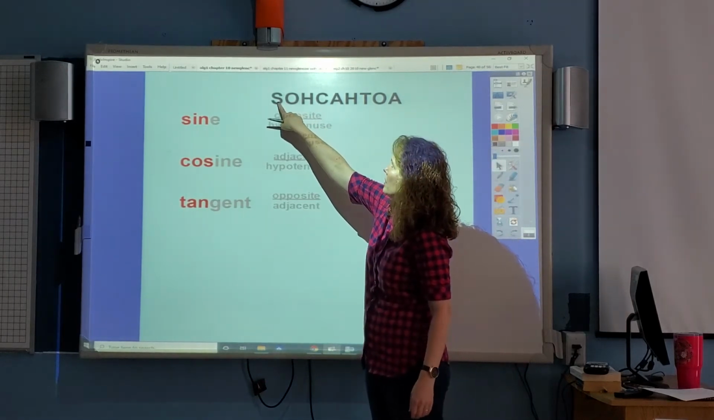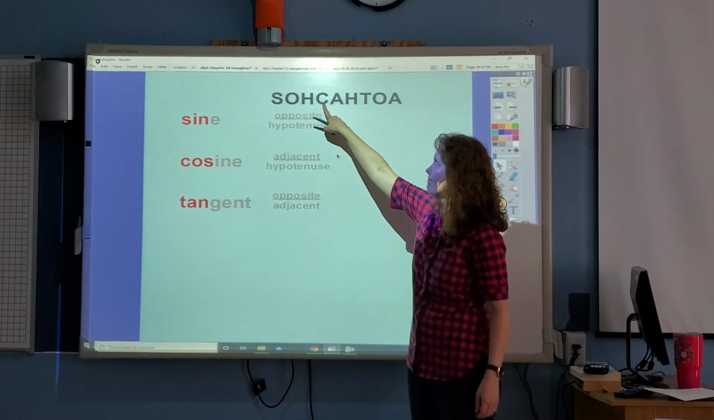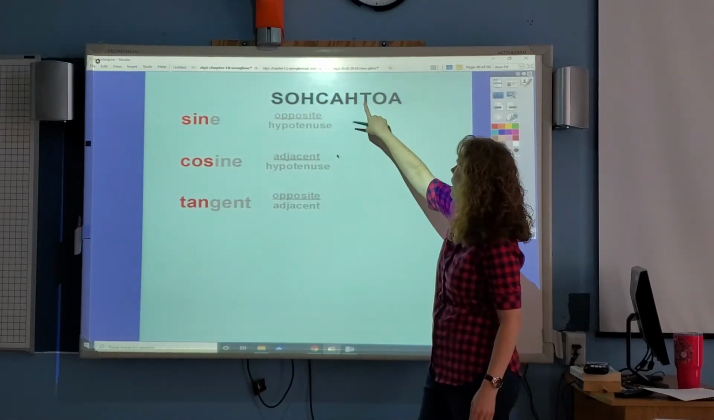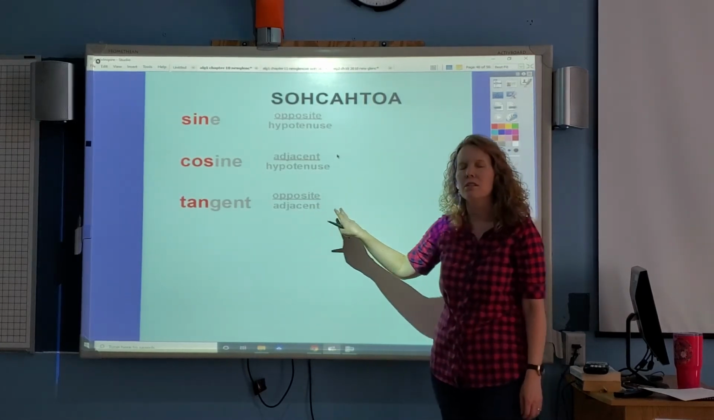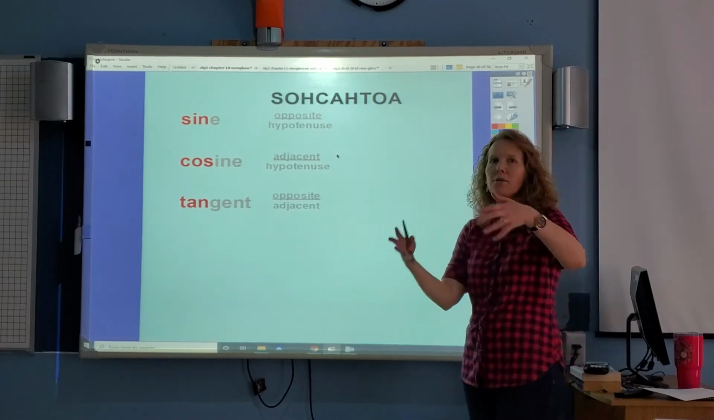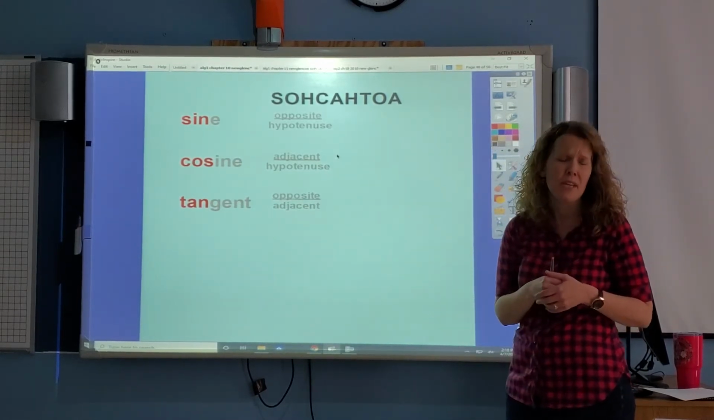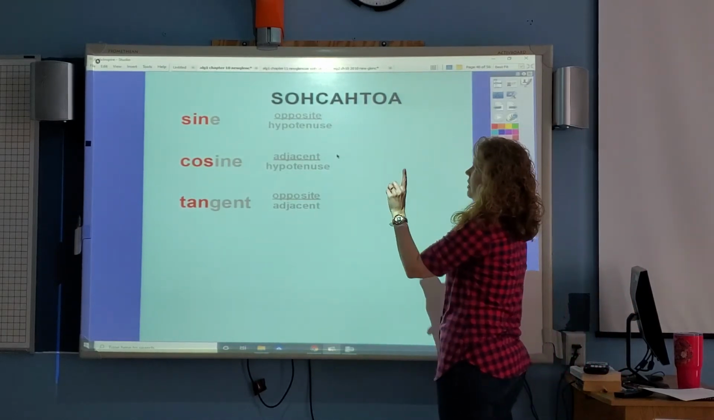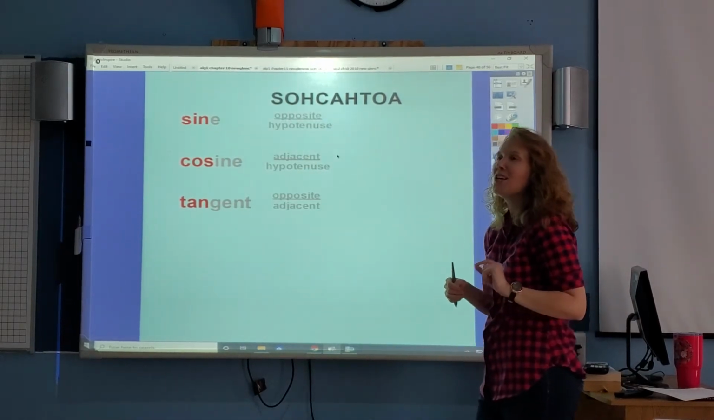And so S is sine, opposite over hypotenuse. This is cosine. This is adjacent over hypotenuse. And then last is tangent, opposite over adjacent. Notice tangent doesn't use hypotenuse. So later when you get to doing your homework, if you don't have the hypotenuse, you're probably going to use tangent. Probably. So make sure you know this one big word, how to say it correctly.